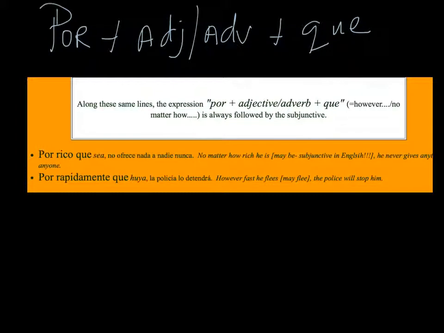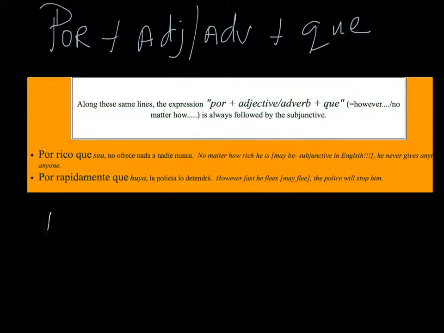The very last piece here of subjunctive and adjectival clauses is there are expressions in Spanish. It's the word por, followed by an adjective or an adverb plus que. And basically it means however or no matter. It depends on the nature of the sentence. Once you have por plus the adjective or the adverb plus que, you're always going to follow that up with the subjunctive. Por rico que sea, no ofrece nada a nadie nunca. No matter how rich he is, he never gives anything to anyone. Por rápidamente que huya, la policía lo detendrá. However fast he flees, the police will stop him.